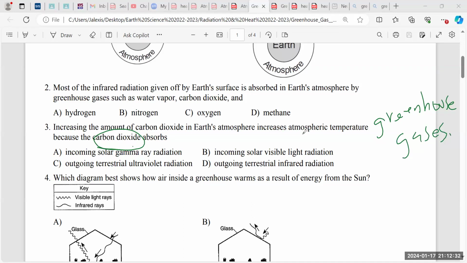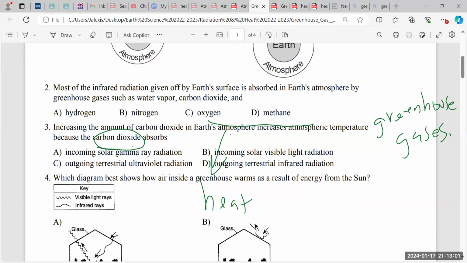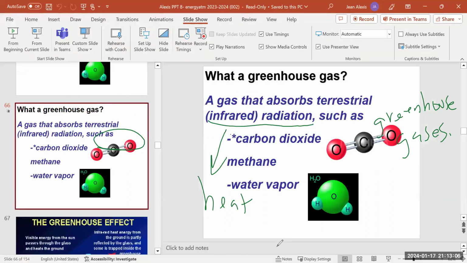And what do we know about greenhouse gases? Well, greenhouse gases absorb terrestrial radiation. All right, they absorb terrestrial infrared radiation. Remember, infrared radiation is also known as heat. So they're gases that absorb heat and re-radiate it back to the ground. That's something to keep in mind. All right. So what does it absorb? As we just saw in our notes, it says a gas that absorbs terrestrial infrared radiation.